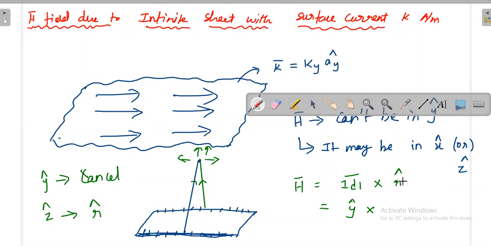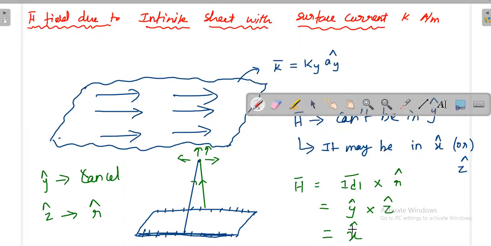And r cap, finally, what is the r cap direction? That is z cap. So finally, my magnetic field will be only in the x cap direction. The answer is very simple, but the direction is very important. Finally, I have found out my magnetic field will be only in the x cap direction.